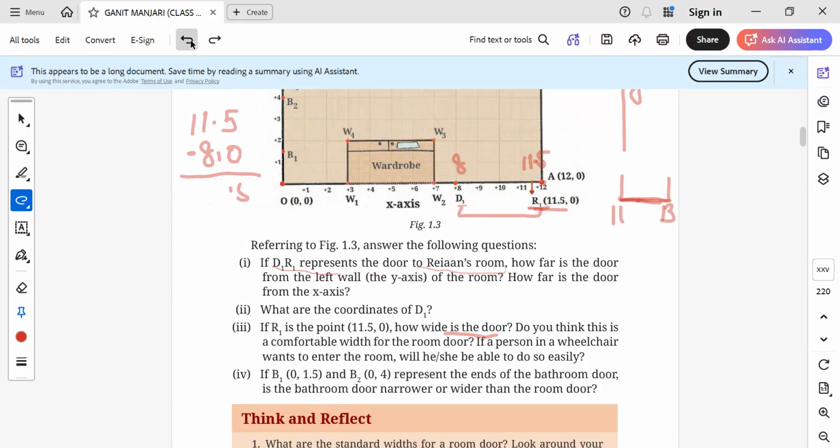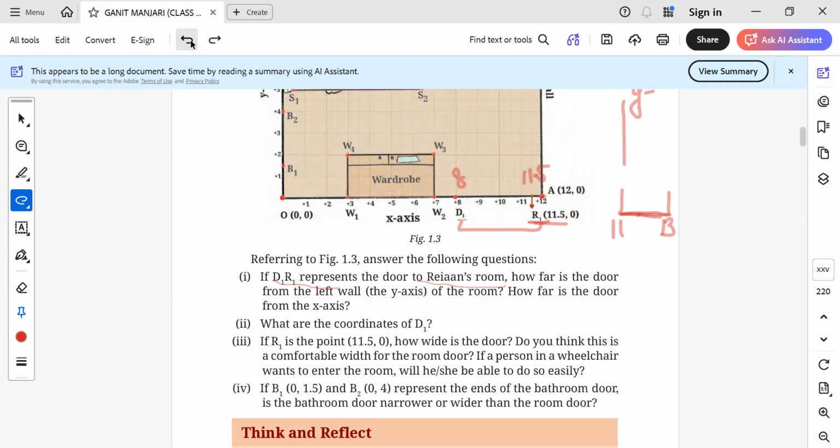Next part, if B1 is 0 and 1.5, firstly we have to find out where the B1 line is. Okay, this is my figure. Here this is B1. It is given as 0 and 1.5. So you can see 0 and 1.5 because it is lying on the y-axis. B2 is representing this one, that is, x is 0 and y is 4. Here x is 0 and y is 1.5.